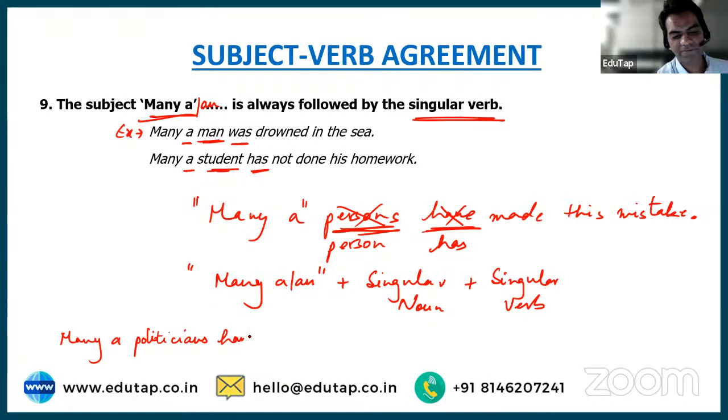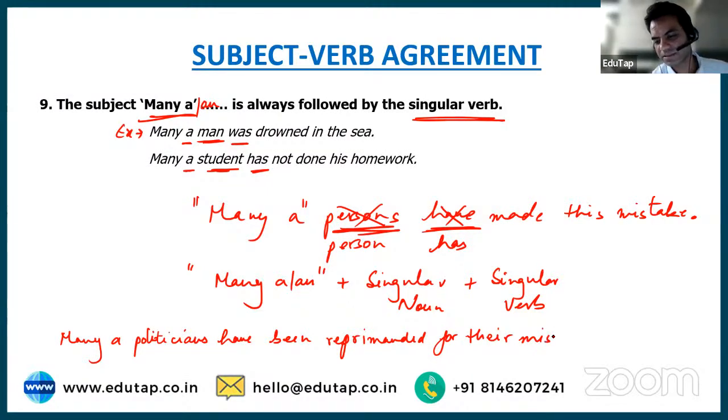Many politicians have been reprimanded for their misdeeds. Yes, it was something like that. Many politicians have been reprimanded for their misdeeds. Now, guys, there are three mistakes in this sentence. Let me see who can find out all three mistakes here. I'm waiting for your answers, guys. So many a politicians have been reprimanded for their misdeeds. Can you find the three mistakes?